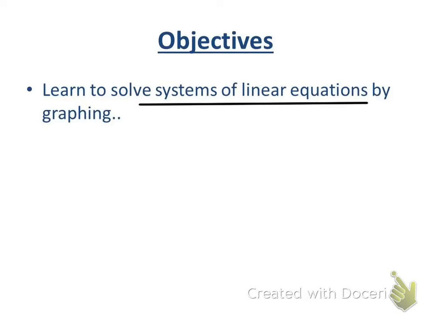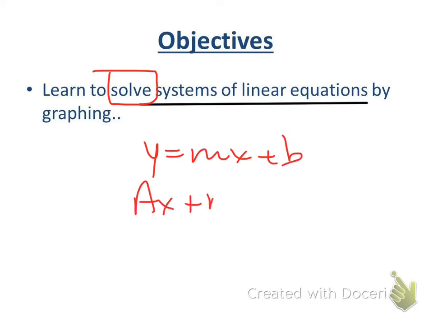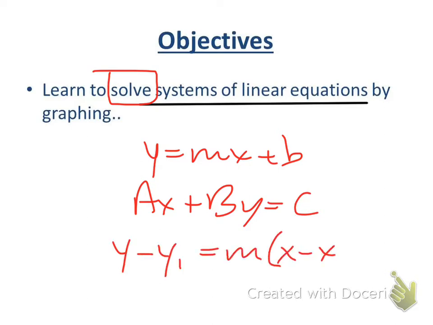Talk about what it means. And if we're going to learn how to solve it, we need to learn what a solution looks like. We just did in our Bell work, we just saw that the solution to a linear equation is an ordered pair. So we know if we have a linear equation, y equals mx plus b, or ax plus by equals c, or y minus y1 equals m times x minus x1. That's the three forms of a linear equation that we've worked with so far.